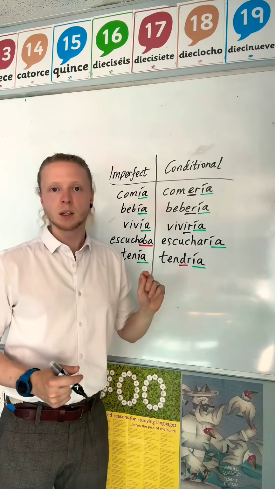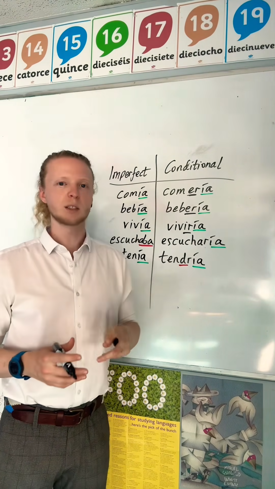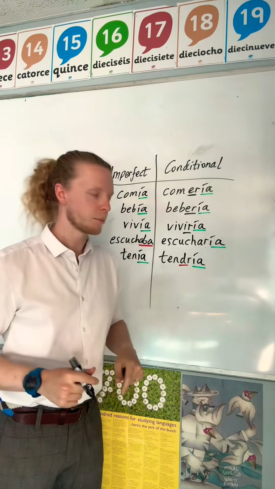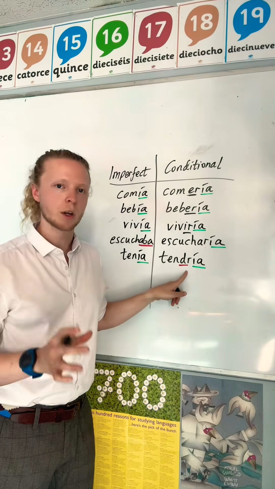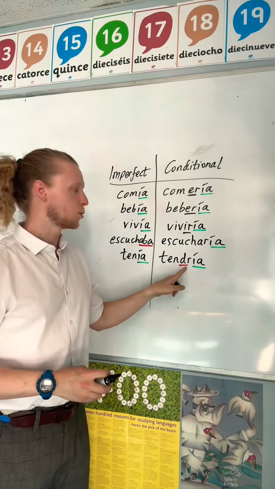The simple future, the will tense, and the conditional tense are the only two tenses where we keep the infinitive. There are some irregulars, there's actually only 12 of them, where it's a slightly adapted version of the infinitive. We have an irregular stem. Instead of tener, it goes to tendría.